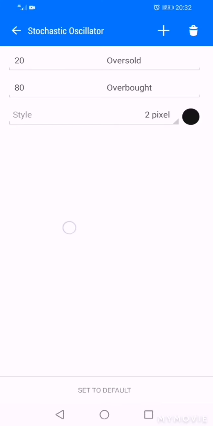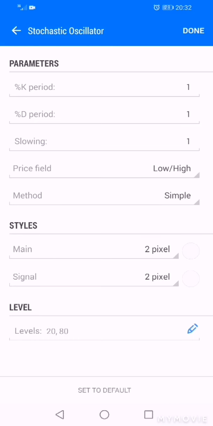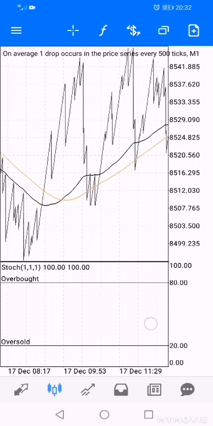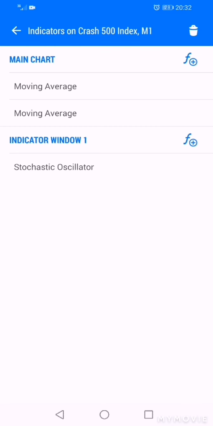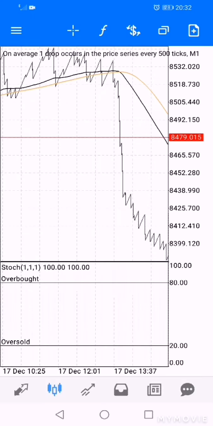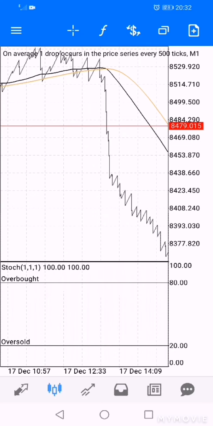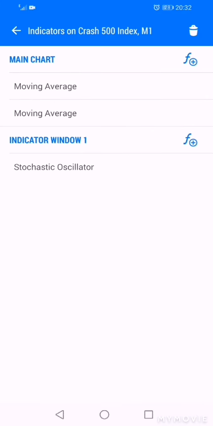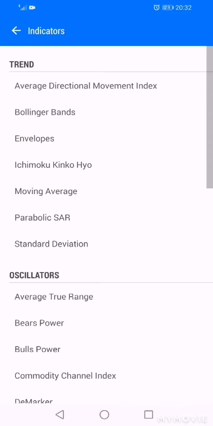So you're gonna go back and then you say done, right? Okay, it didn't work, I don't know. Oh, okay, then it did. We now have our stochastic oscillator. So now here is what you're going to do. You're gonna add an indicator in window 1, into our stochastic oscillator.